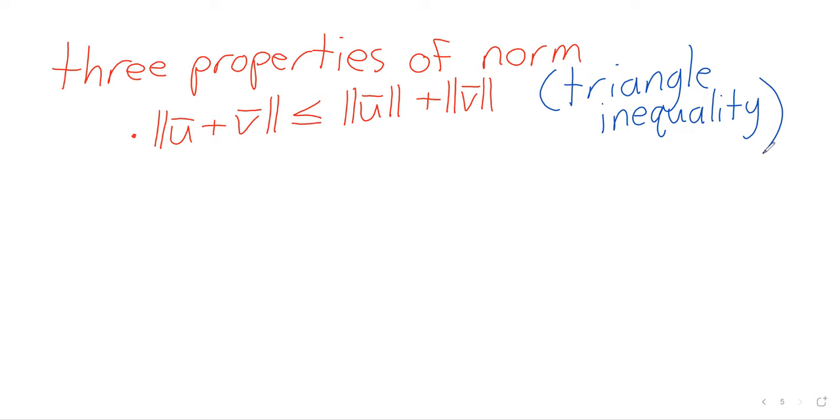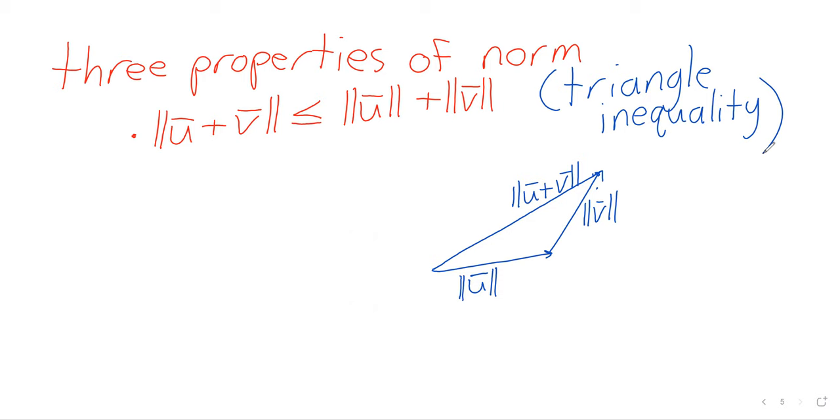The reason this is the triangle inequality is that if you have a vector u, then its length is the norm of u, and you have a vector v, so its length is the norm of v, then here is u+v. And this is saying that the length of this side plus the length of this side is greater than or equal to the length of this side.